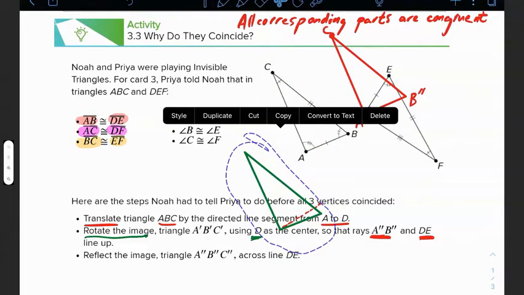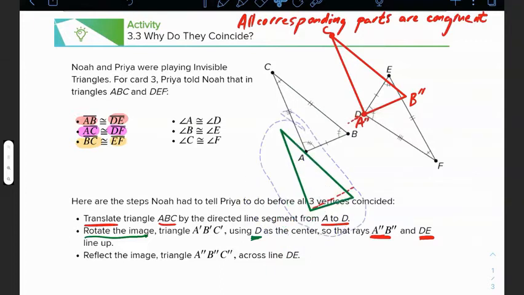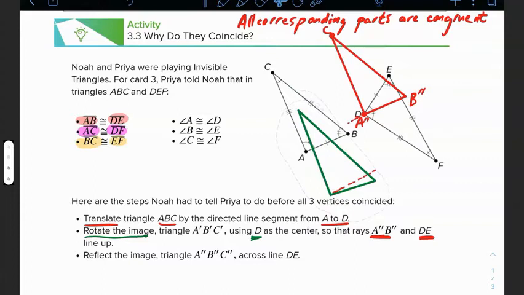And then there's the rotation. So A double prime, B double prime, all of a sudden rotates around D, right, to where it maps onto segment DE. And I'm trying my best here to line this up with my stubby fingers on a touchscreen.